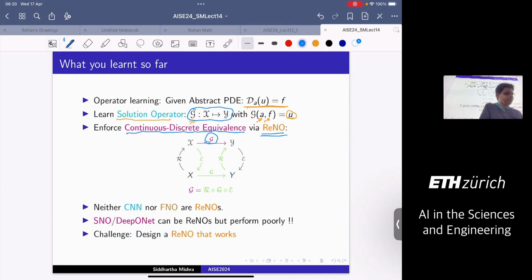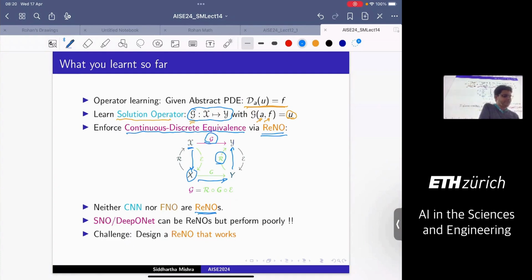So you start with the continuous function space, you go down to the discrete space like this, you operate here, and then you go up back through some reconstruction operator, right? And this diagram should commute. So this is the basic principle. And we are still in the search of what can be an effective ReNO.